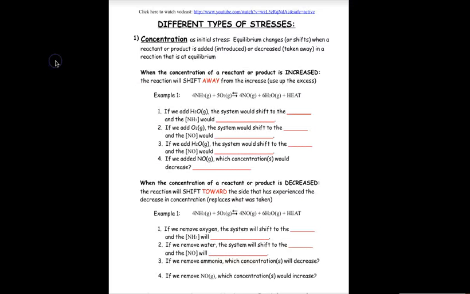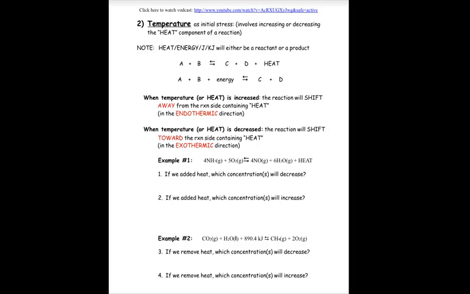Alright, so here we are with Unit 8, lesson number 8, and we just looked at concentration, so we're going to look at what happens when you change the temperature of a reaction at equilibrium. So obviously there's only two things you can do when you're changing the temperature. You either increase it or you decrease the temperature. And that will cause it to shift either to the left or the right.